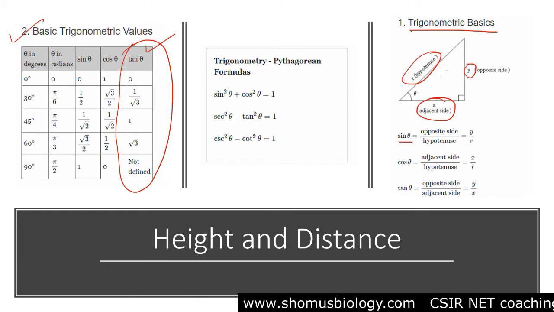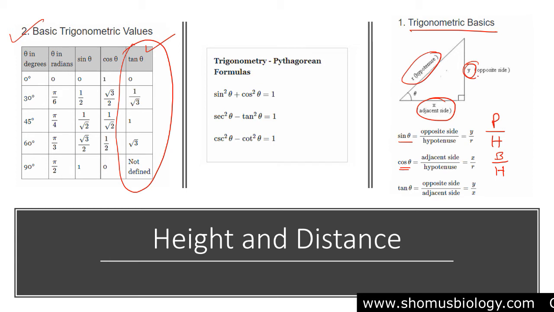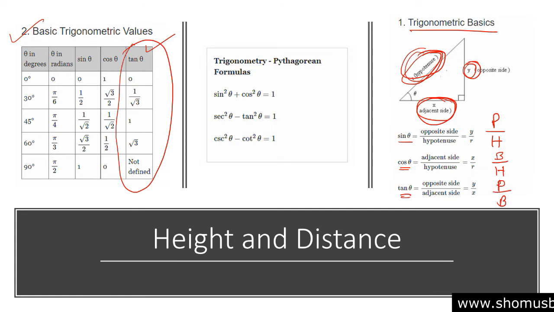So sine theta is what? Perpendicular by hypotenuse. Cos theta is base by hypotenuse. Sine is perpendicular by hypotenuse, this by this. Cos is base by hypotenuse, this by this. And tan is the easy one. It is perpendicular by base, this one by this one. And we know the Pythagoras theorem, that we can find out this hypotenuse from the values of base, this one, and perpendicular, this one.